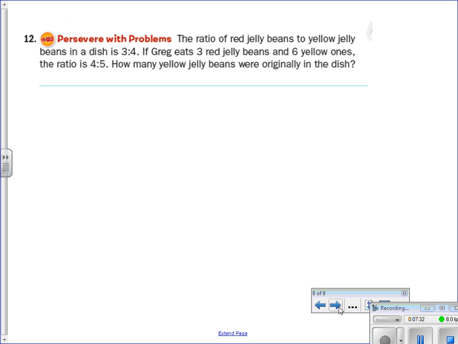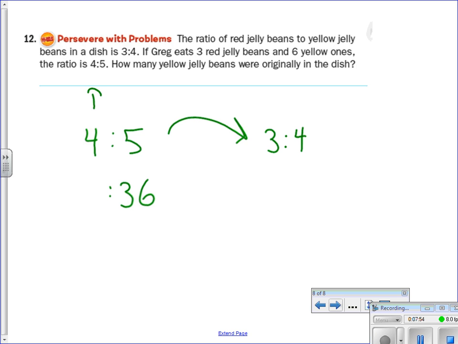All right, the jelly bean question. We started this in class and I said, oh, I'm going to put this on the quiz, so you guys knew it was coming. We need to get from a ratio of 4 to 5 to a ratio of 3 to 4. The answer is there were 36 yellow jelly beans. Now, how did I get it? By working my way up to it. Oh, I'm sorry. This 36 should go over here.